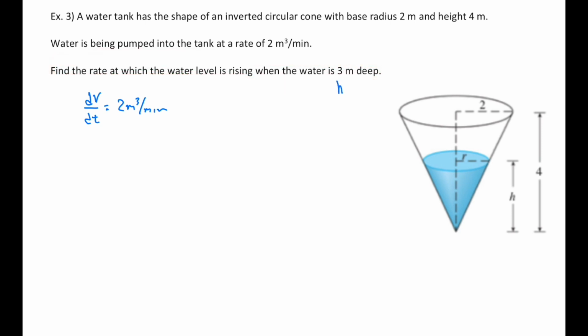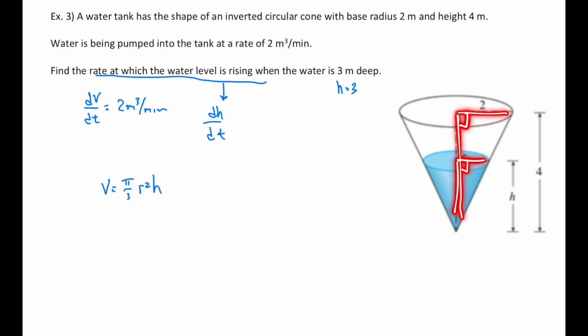So that's telling me the rate at which the water level is rising when my height is 3. It's asking what is dH/dt. Now, because I remember all of my formulas, I know that the volume of a right circular cone is pi thirds r squared h. Uh-oh, we've got two variables there. We could use the product rule, or I can recognize that we have a set of similar triangles here.